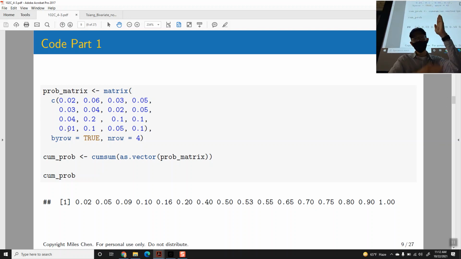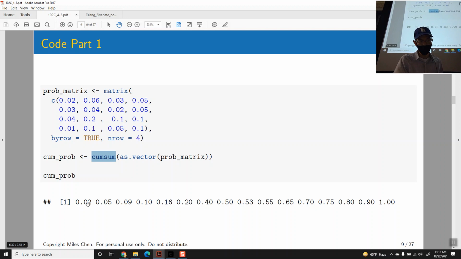When I turn this into a vector, R fills out the vectors column-wise, right? So it's going to go 2%, 3%, 4%, 1%, then 6, then 4, then 20, 10, then 3%, 2%, 10%, 5%, and so on and so forth. It's going to fill up the whole vector down the columns. And I use the function cumulative sum to add up these values.